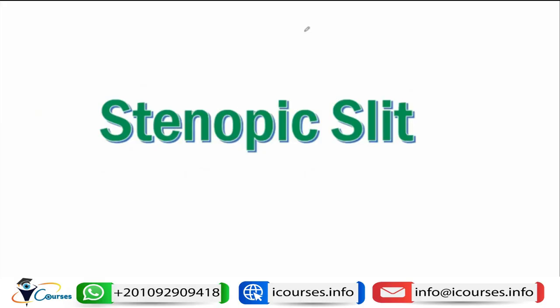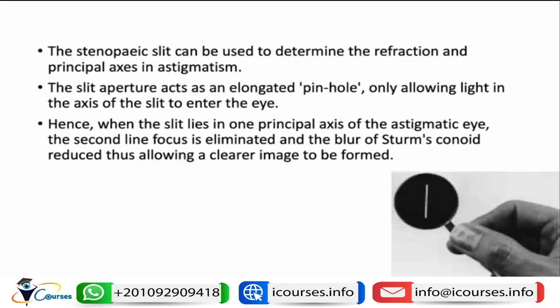Finally, we have the stenopic slit, which is the final method to determine whether the patient has a cylindrical error or not. So what is the stenopic slit? We can consider the stenopic slit as a modified version of the pinhole. It is a trial lens frame that has a slit, and this slit allows the patient to see only a slit image. So it can be used to determine the refraction and the principal axis of the astigmatism.